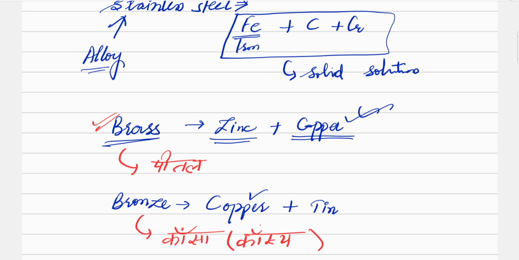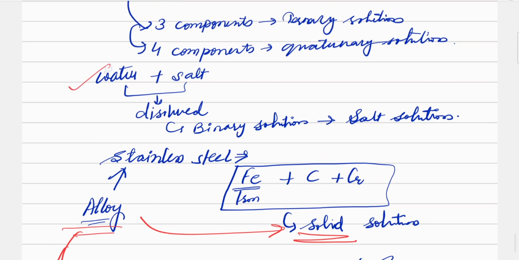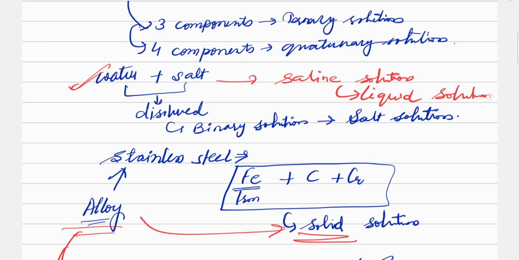So these all are the examples of alloys. These are alloys, and all the alloys are solutions which are in solid form. Okay, there is one example which I told you, water and salt. You might have seen it a lot of times. It is saline solution, and saline solution or salt water or salt solution is liquid. Its state is liquid, so it is also known as liquid solution.